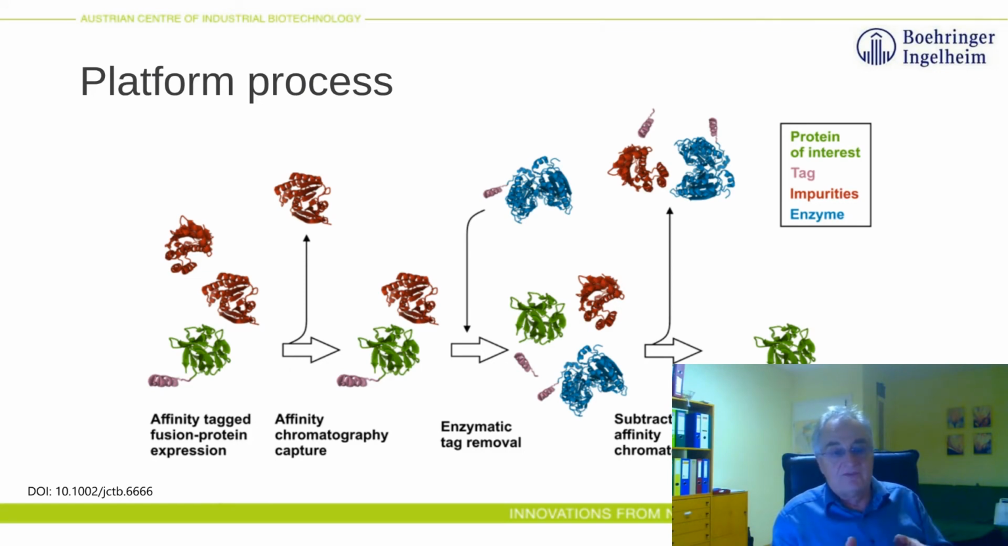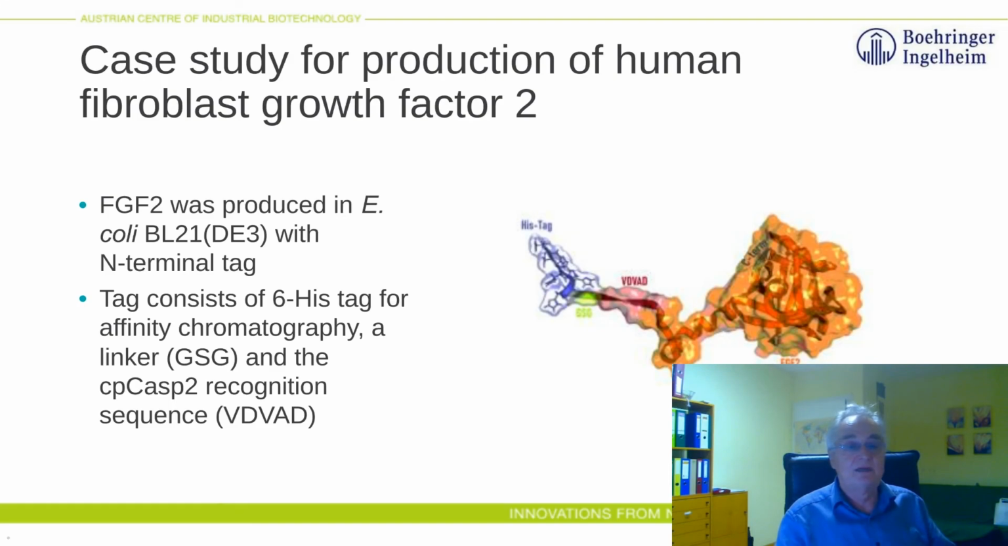The cleaved protein will flow through the affinity chromatography, and those proteins which are not cleaved will stick to this second affinity chromatography, and we get a native protein of interest pretty pure. So here I will show you an example. This is the case study for the production of human fibroblast growth factor 2, FGF.